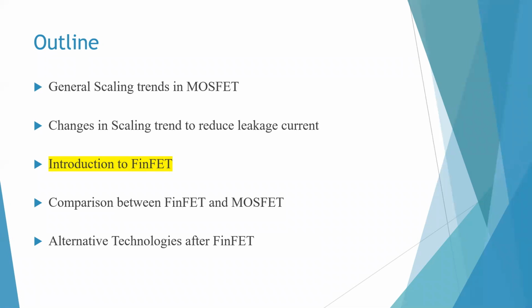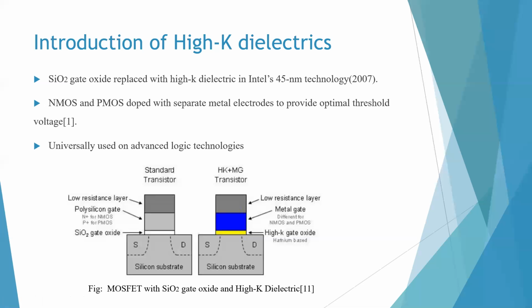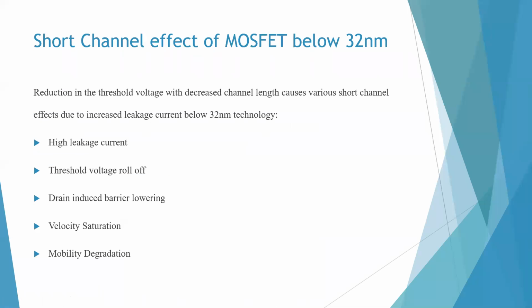So it was a big challenge to scale the MOSFET below 32 nanometer technology because of the short channel effects it was showing, including high leakage current, threshold voltage roll-off, drain-induced barrier lowering, velocity saturation, and mobility degradation.